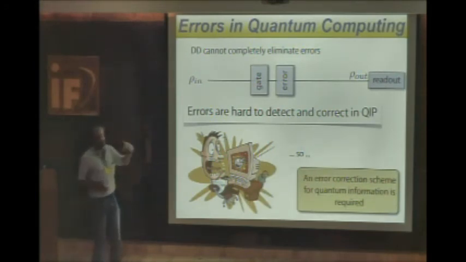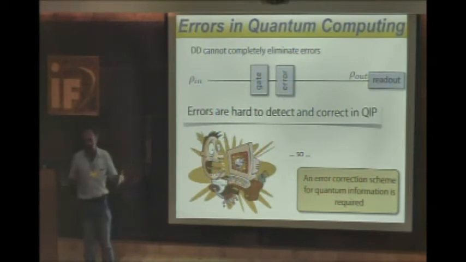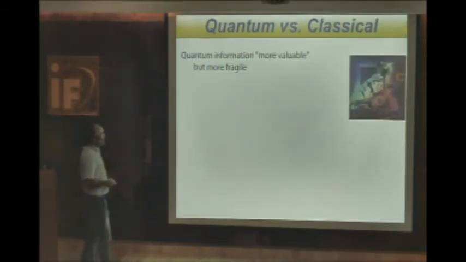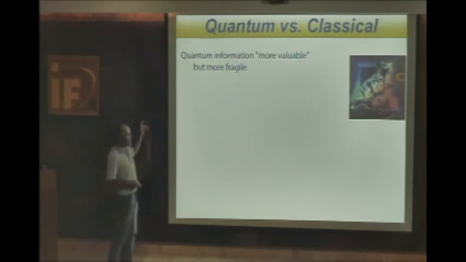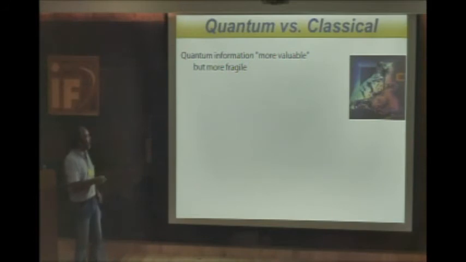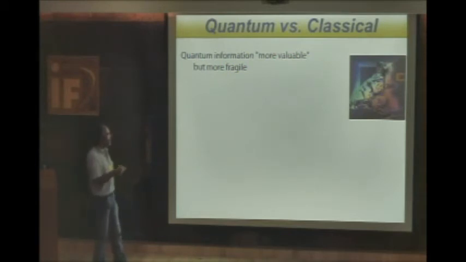And the basic idea is similar to classical error correction. Classical error correction schemes encode the information that you want to protect in additional bits, and you do the same thing in the case of quantum information processing. It's just a bit more difficult for 2 reasons, basically. First of all, quantum information is more valuable in the sense that you can compute more effectively, but it's also more fragile. And you know that from Schrödinger's cat.